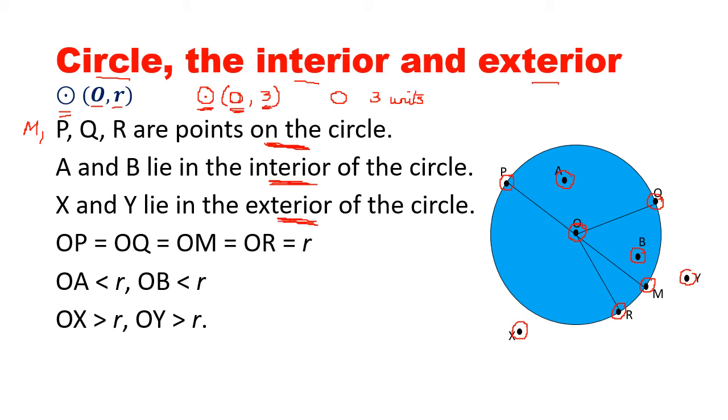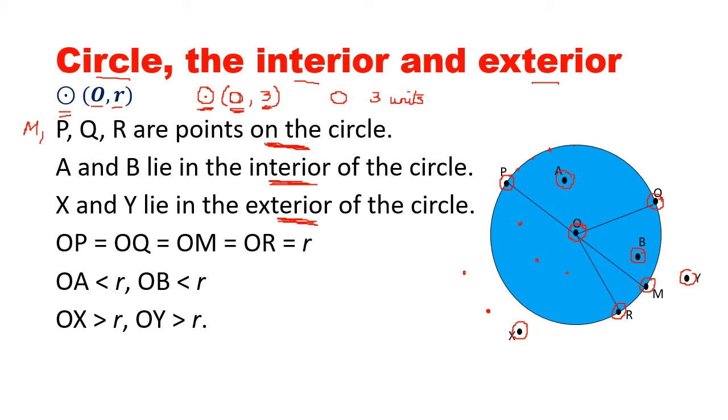So in a plane, you can see this white color plane. Can you see the white background? On the white background there is a circle. So this circle is dividing the plane into 3 parts. All the points on the plane fall into 3 parts. There are points on the circle, that is P, Q, R and M. There are points inside the circle. And there are points outside the circle. So there is a circle, there is an interior of the circle and there is an exterior of the circle.